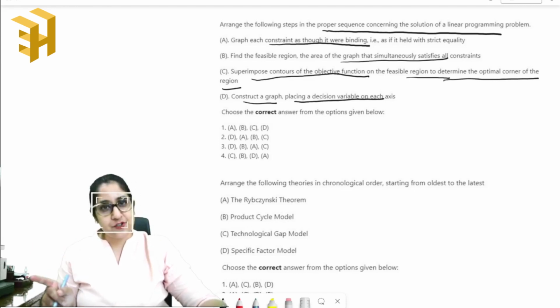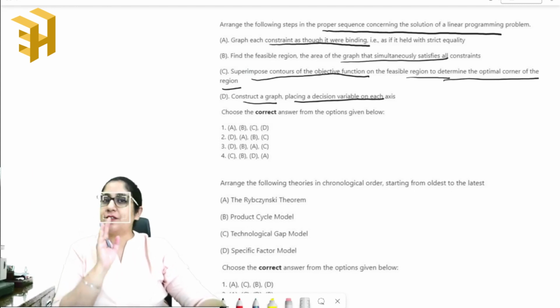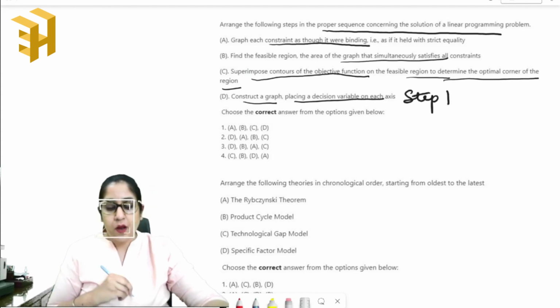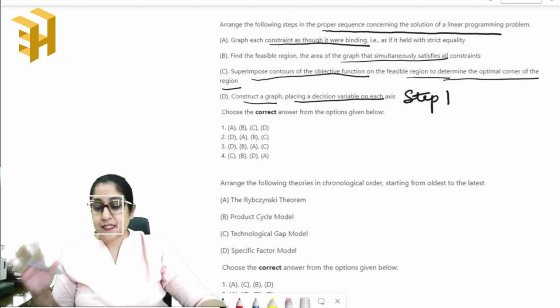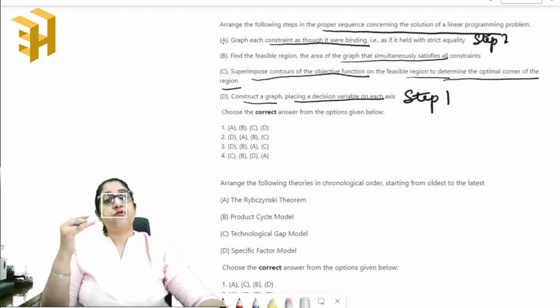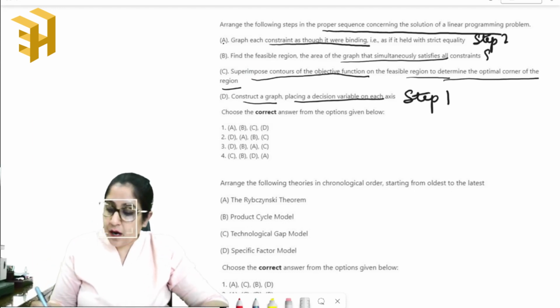So as I mentioned before, our first point of action is that we mark the axis. So this will be your step 1. Okay, and then we mark the constraints that are there. So A statement will be our step 2. Then we find the feasible region from those constraints. It will be our step 3, statement B.